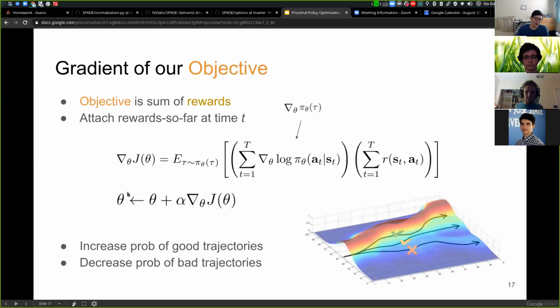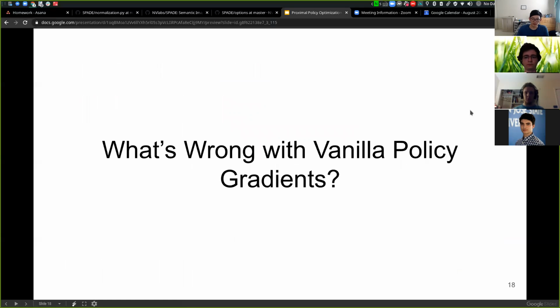When we update our parameters theta, all we have to do is gradient ascent. We start with what theta was, and then we take a step in the direction that maximizes that objective. In effect, this increases the probability of good trajectories, because a good trajectory means you have a high reward. So a big positive reward means this term goes up. And it will decrease the probability of bad trajectories: if the reward is negative, it will go down. So that sounds pretty straightforward, I hope.